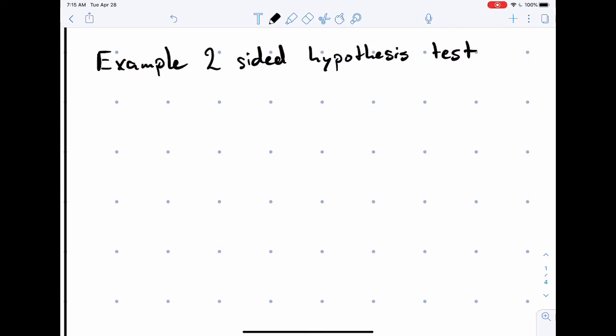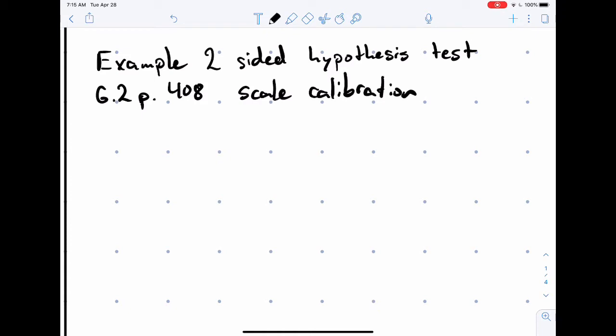In this video, I'll show you an example of a two-sided hypothesis test. This is in the book, 6.2 on page 408, and it's a scale in or out of calibration. So you have a little scale, you put a mass on top of it. In this case, it's 1,000 grams, a known quantity of weight, and then the scale gives you a reading.